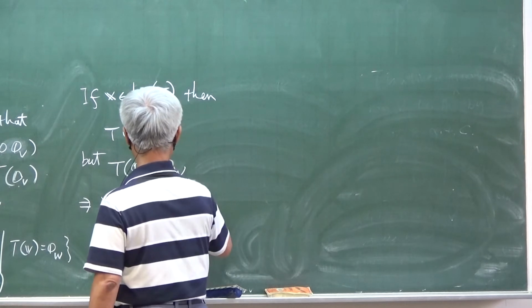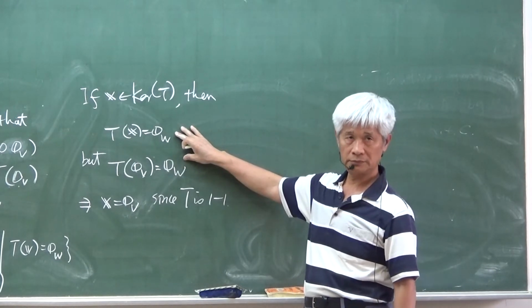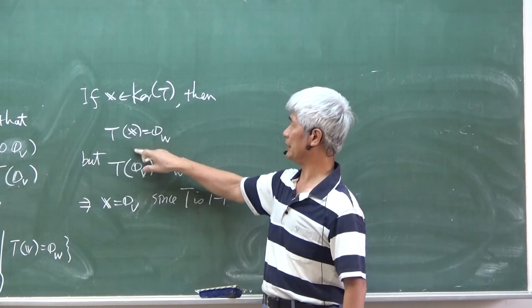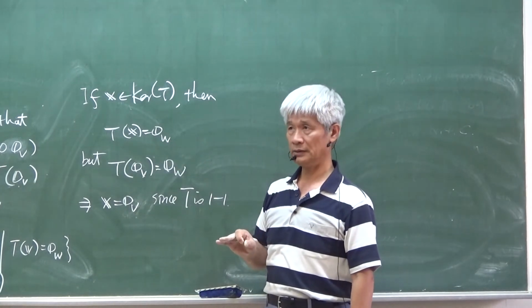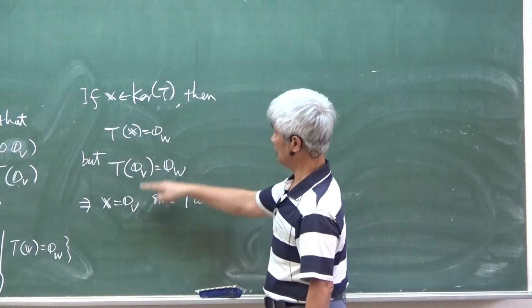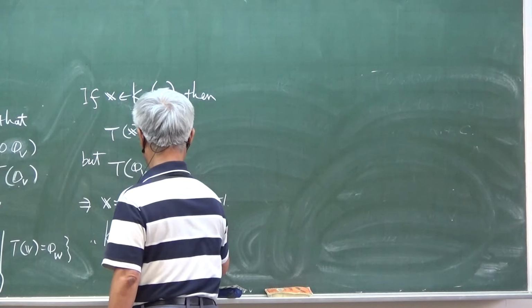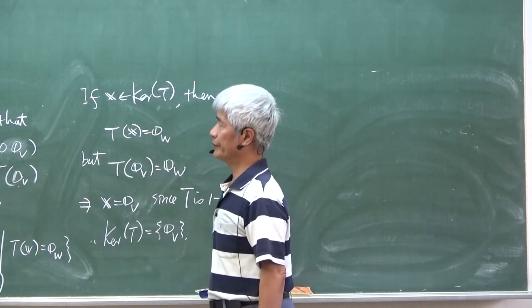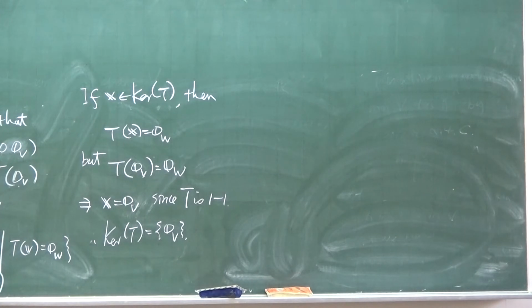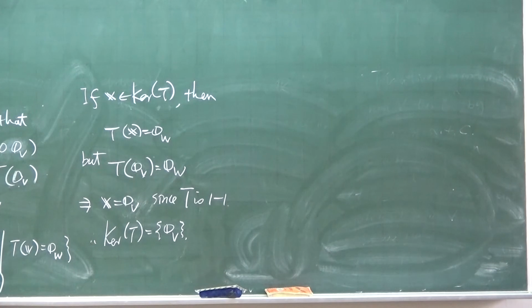Since T is 1 to 1. 1 to 1 means that if the function values are the same, then the vectors in the domain will be the same. This is the definition of 1 to 1. So any vector in the kernel of T is equal to the 0 vector, so the kernel is {0_V}. Alright, so we prove the forward direction. When T is 1 to 1, then the kernel of T consists only of the 0 vector.